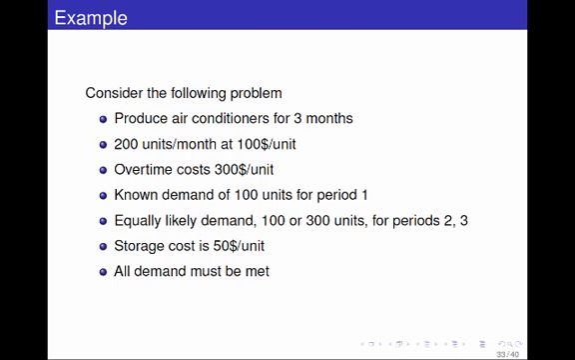The maximum production we can have is 200 units per month, and we can produce overtime, but it costs 3 times as much. So the normal price of producing is $100 per unit, but if we want to use overtime, we pay $300 per unit. And we have, forgot to write this in scenario 3, equally likely low or high demand, 1 or 3 in time period 2, well, 100 or 300, and then equally likely low or high demand in the last time period.